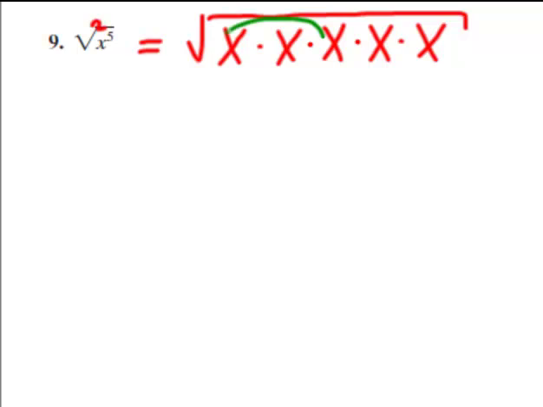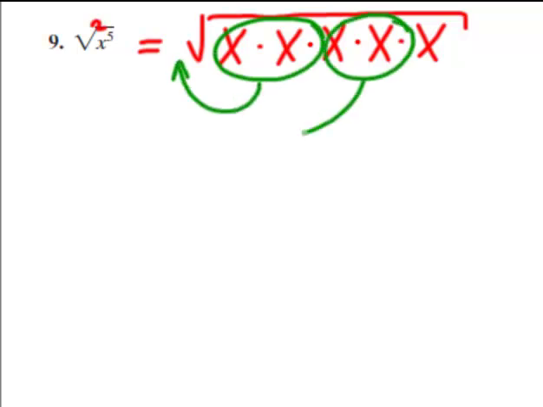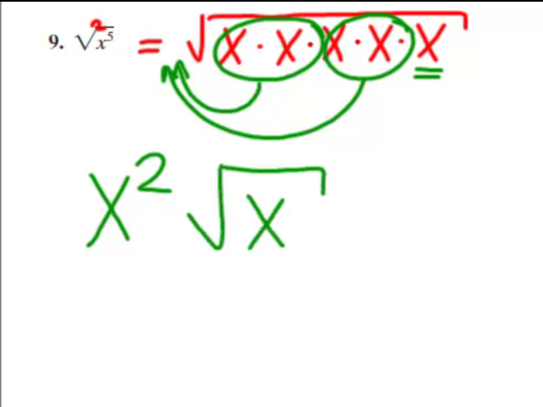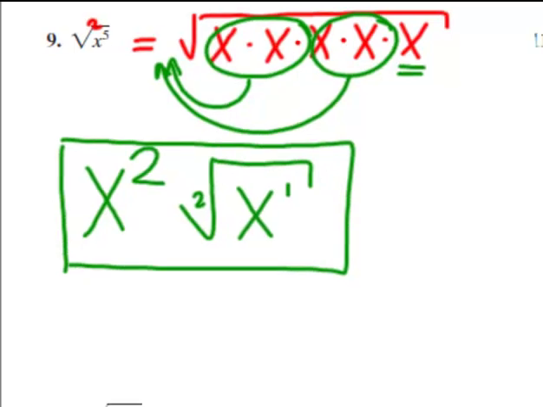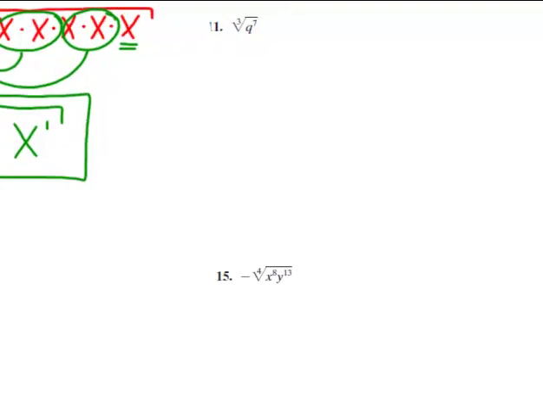Let's see how many groups of 2 we can make. There's one that we can take out, and then there's another one that we can take out. And this final x doesn't have anybody to partner up with, so he has to stay inside of the square root. So we pulled out x squared, or 2 groups of x's, and then there's one guy left over. So there's our answer. We have our exponent smaller than our index. There's no fractions involved anywhere.